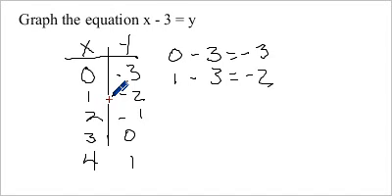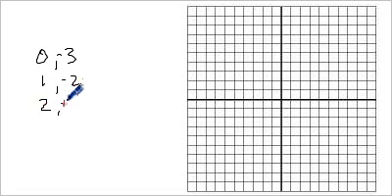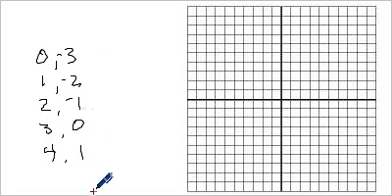So now we're going to take those values and we're going to create a graph from that. So here we have a coordinate grid, and we would have our coordinates 0, negative 3; 1, negative 2; 2, negative 1; 3, 0; and 4, 1. Those are the values we came up with. But again, you might have different values.